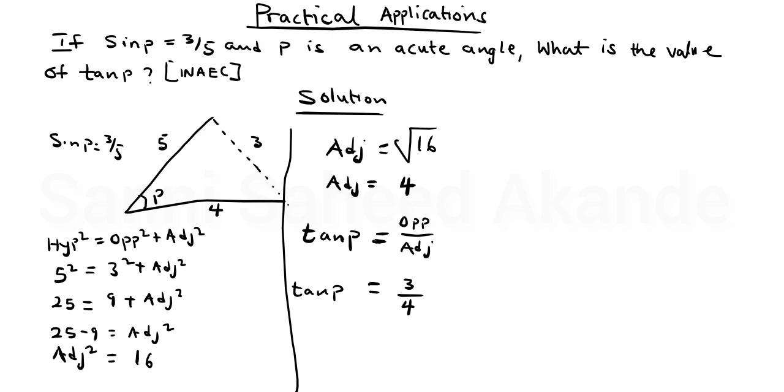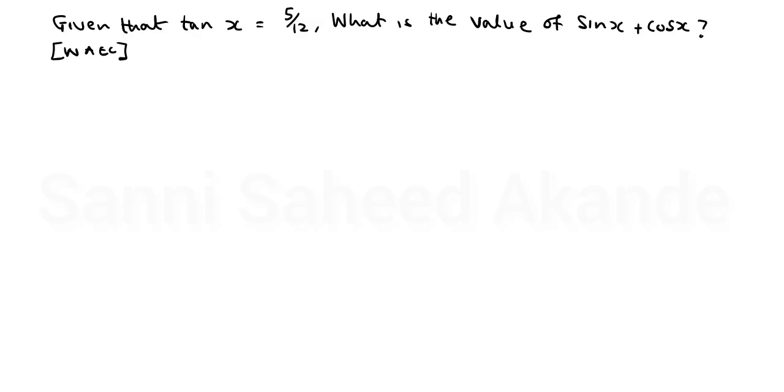So this example says, given that tan x is equal to 5 over 12, what is the value of sine x plus cos x? It's also a WAEC question. Now let's quickly solve it together again. Alright, so let me make a sketch here as well, and I'm going to use the tan x given to me. Alright, so I have this.